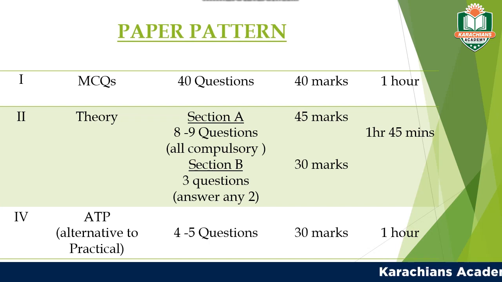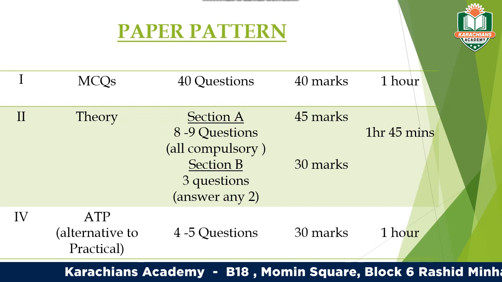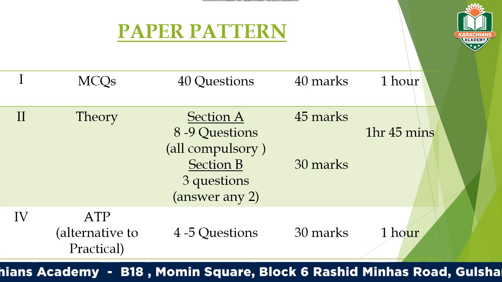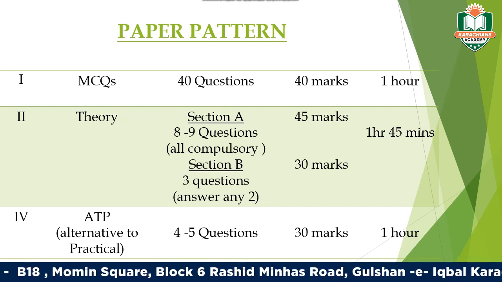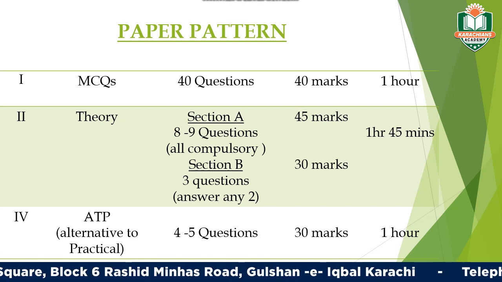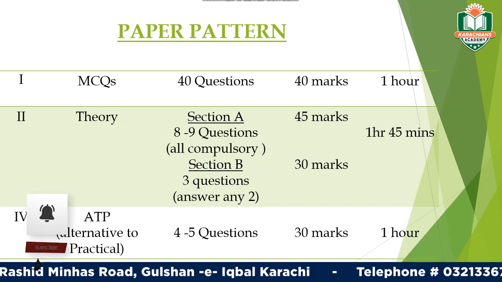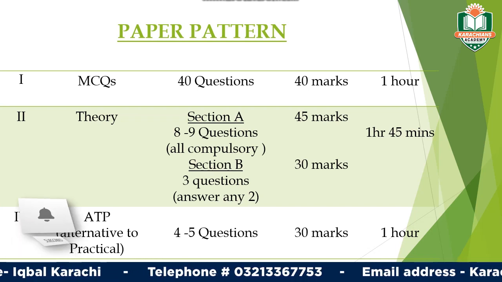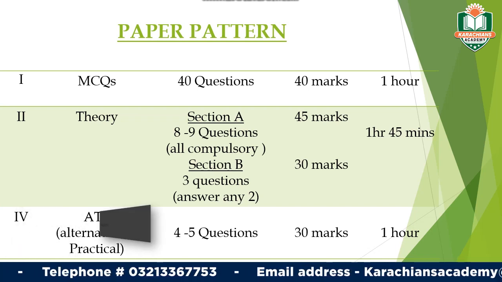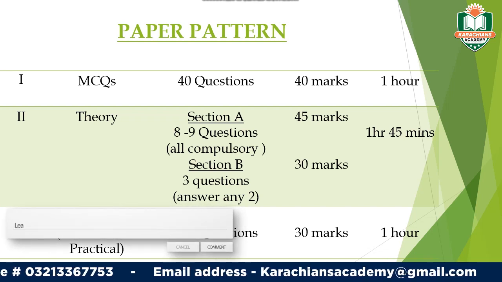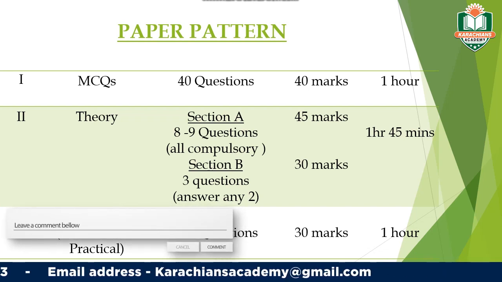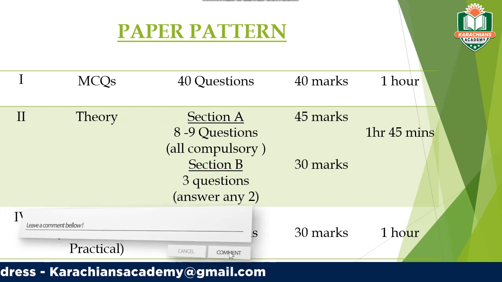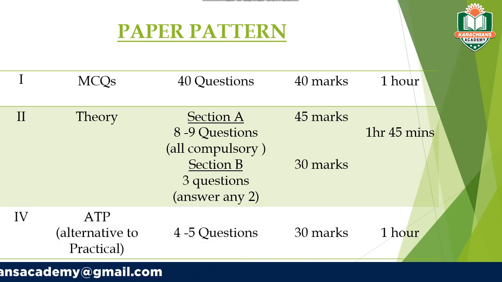The next part is your theory paper, which is paper 2, that is divided into 2 sections. Section A carries 8 to 9 short structured questions, which are all compulsory, which account to 45 marks. And section B, you have 3 questions. Each question carries 15 marks, but you have to answer only 2 questions, so there's a choice of 1 question. So the total marks for this section is 30 marks, and it is a 1 hour 45 minutes paper.